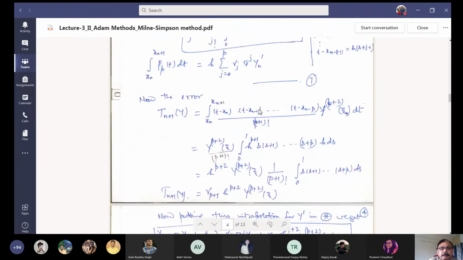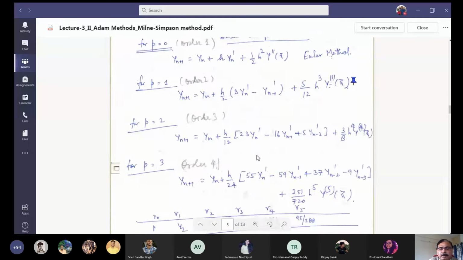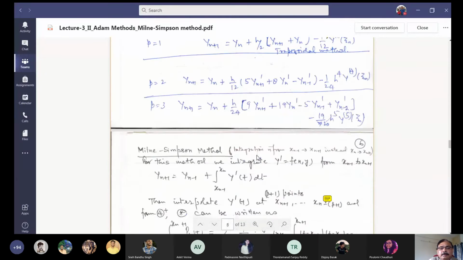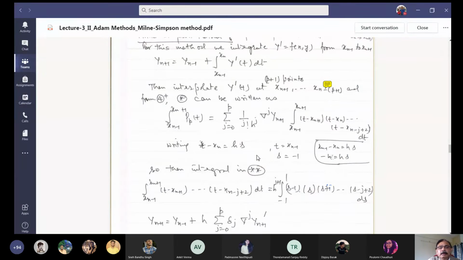Exactly the same way we see here in the Milne-Simpson method. You may write each and every term, or you may write it in the summation form. In the summation form, it will be j equal to 0 to p, 1 by j factorial s to power j, the backward operator to the power j, y_{n+1}, from x_{n-1} to x_{n+1}.